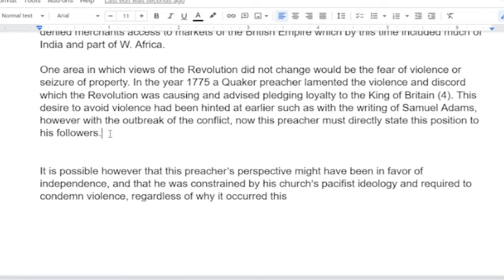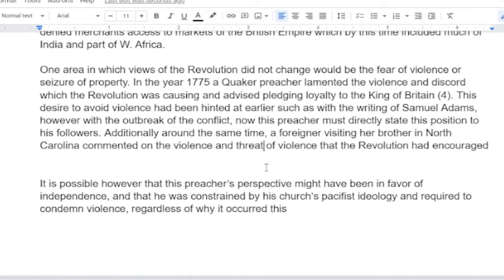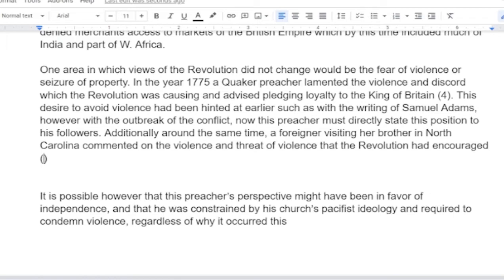Additionally, around the same time, a foreigner visiting her brother in North Carolina commented on the violence and threat of violence that the revolution had encouraged. This document was document five.